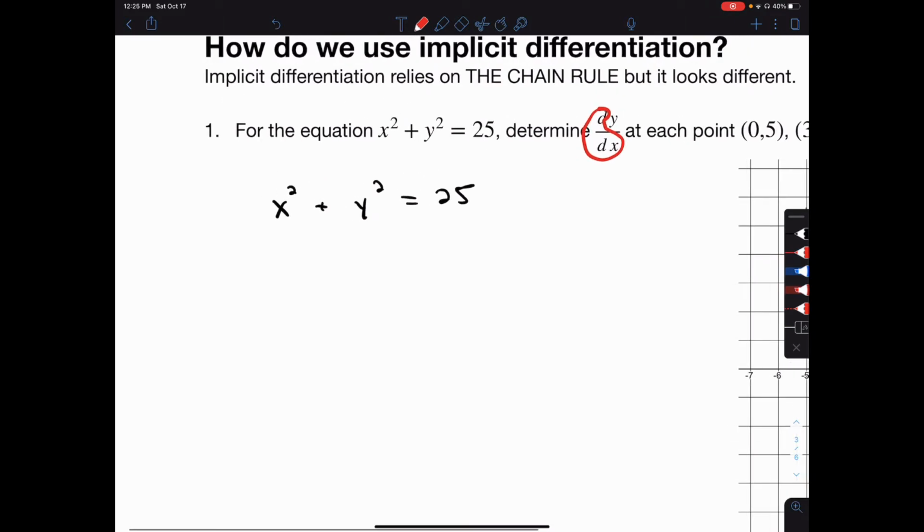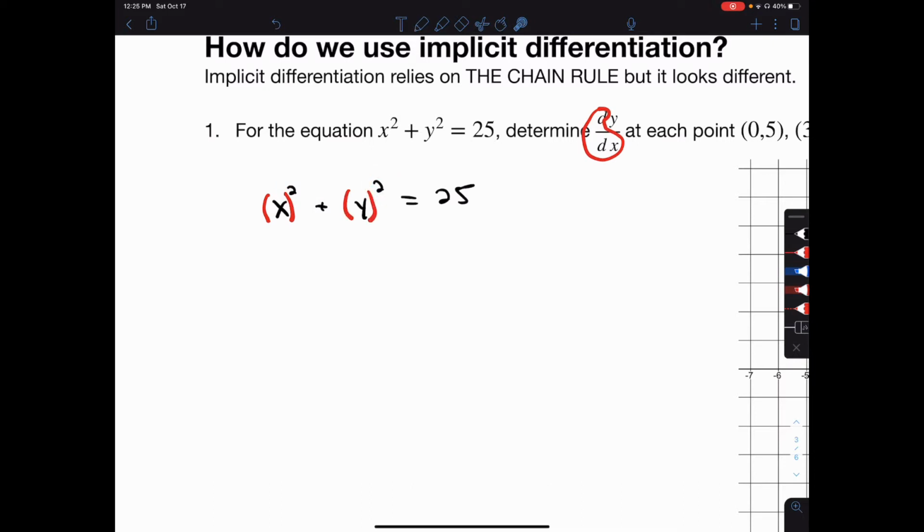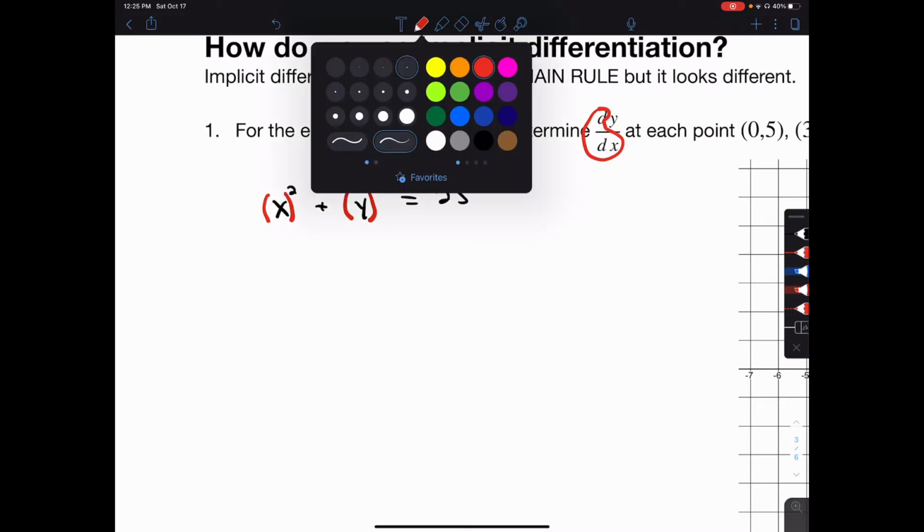And why would we do it differently? y is not by itself. An implicit function is when y is not by itself, and here it's not by itself. We are going to treat each of these functions as if there's an inside and an outside. So for example, this is an x, the inside, with the outside function squared. For the y squared, the y is on the inside, and the squared is on the outside. So we're going to use the chain rule for each of these.